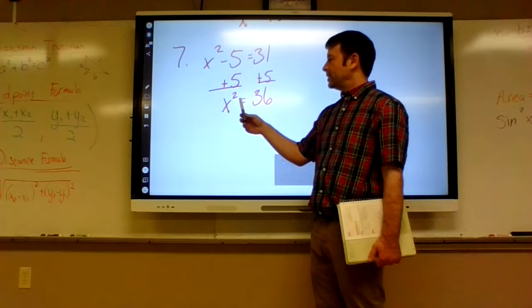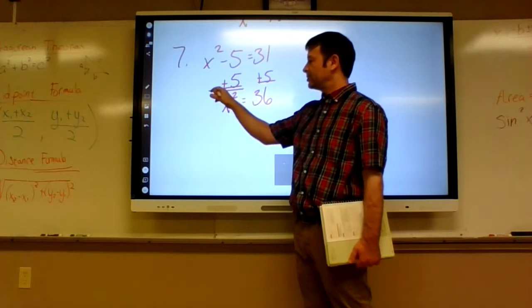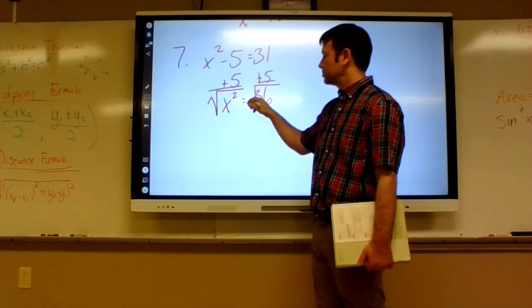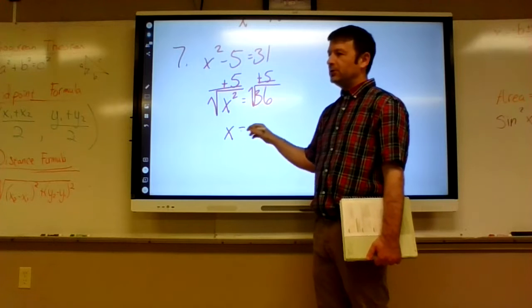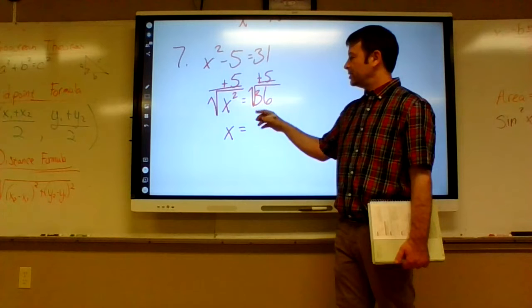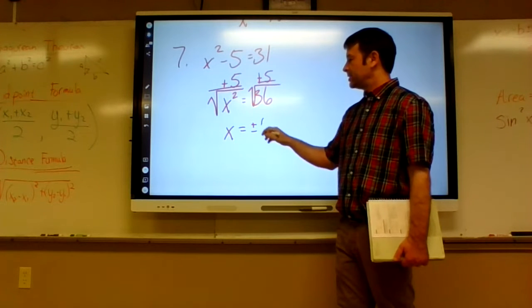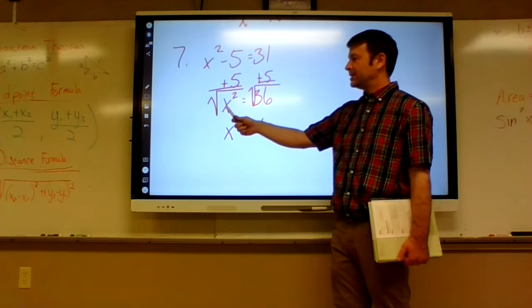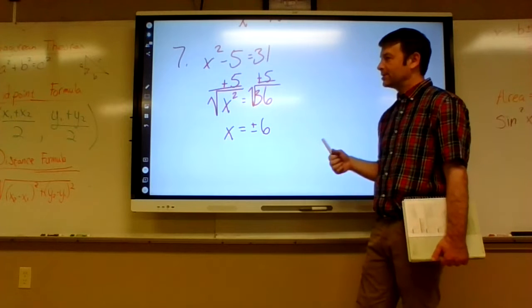How do we get rid of the square? We square root it. When you use the square root trick, though, the square root of 36 is 6, but you have to put positive or negative 6 because negative 6 squared is also 36.